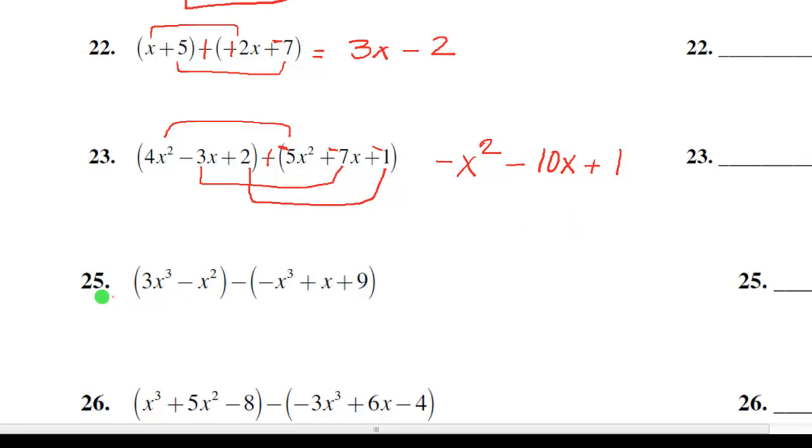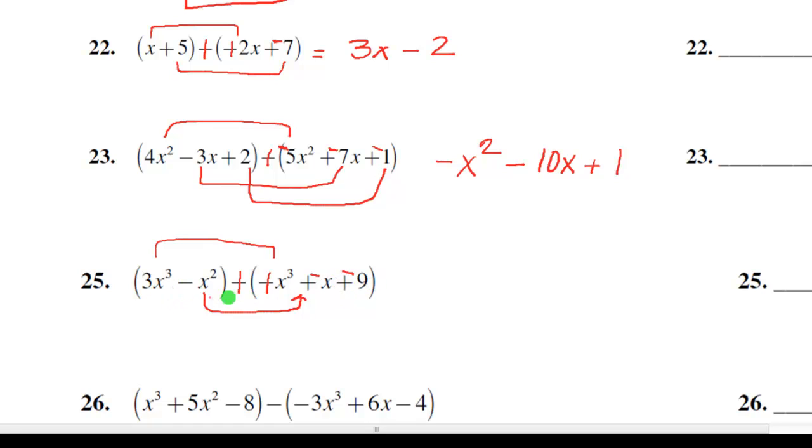In number 25, we have a binomial. Subtract from it a trinomial. Again, we're going to change this to a plus and change all the signs in the parentheses. The negative x cubed becomes a positive x cubed. The positive x becomes a negative x. The positive 9 becomes a negative 9. Add the like terms. Oh, look, there's no like term for the x squared, or for the x or the 9. So we're just going to tag those along.